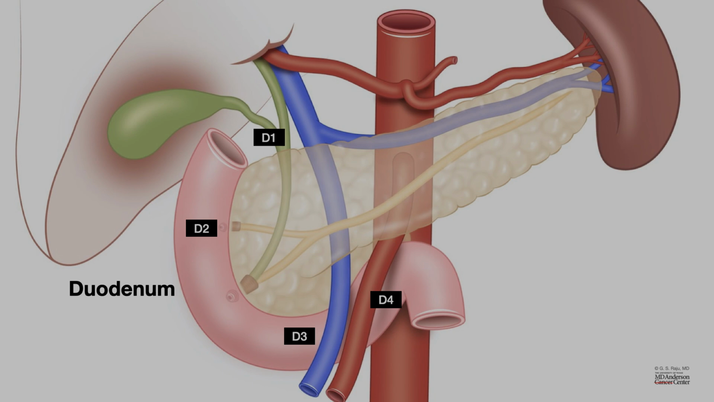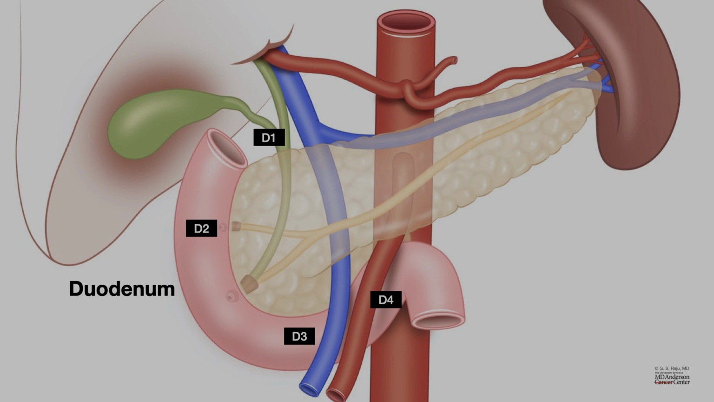All the structures that are in this area: the bile duct, the pancreatic head, the uncinate process, the superior mesenteric vein, superior mesenteric artery, and the aorta. A lot of things are happening in this area.